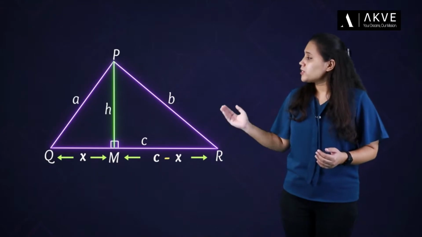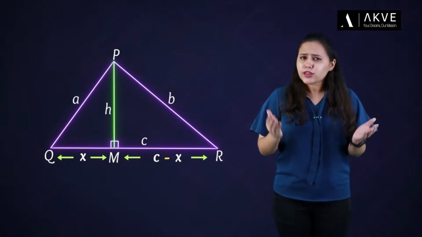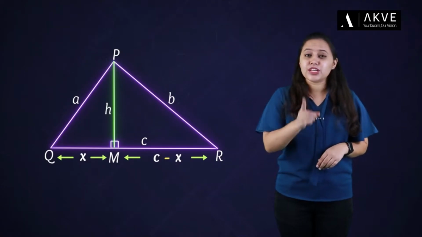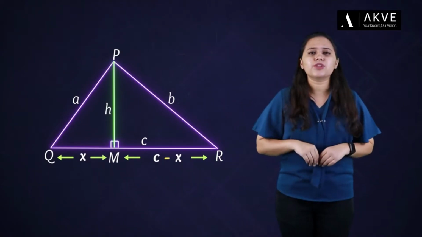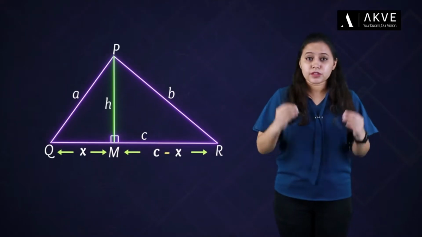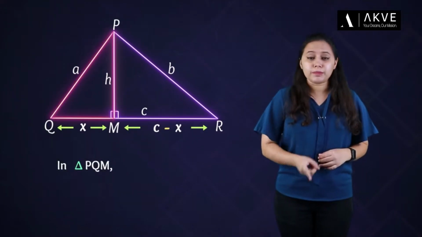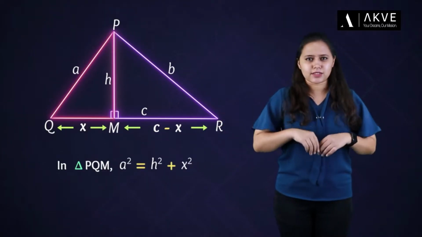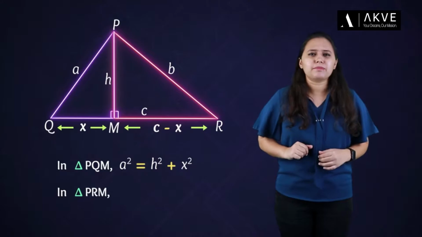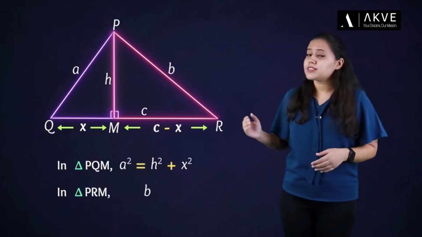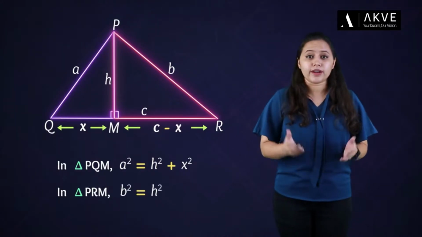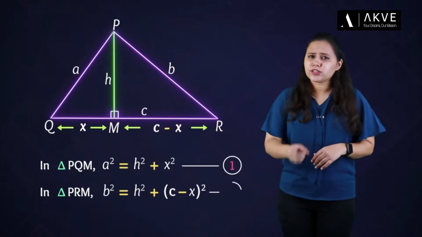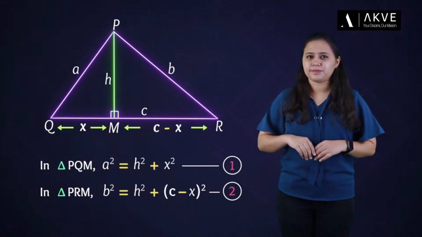Now, as soon as we see a right angle triangle, the first thing that comes to our mind is the Pythagoras theorem. So, let's apply Pythagoras theorem in both these triangles. In triangle PQM, we have a squared is equal to h squared plus x squared. And in triangle PRM, we have b squared is equal to h squared plus (c minus x) whole squared. Let's name these equations 1 and 2.